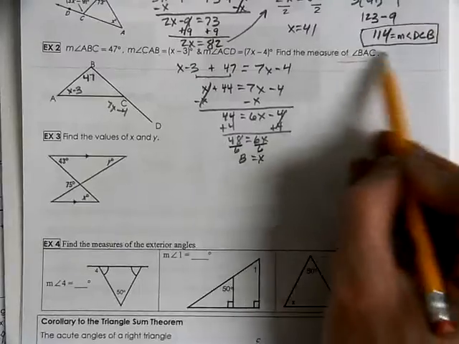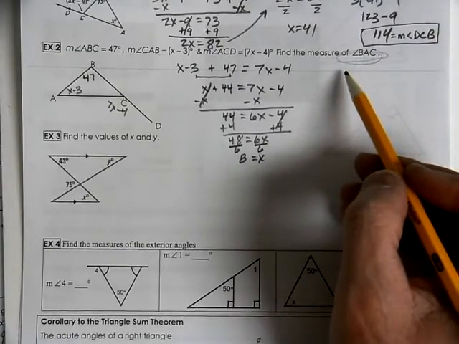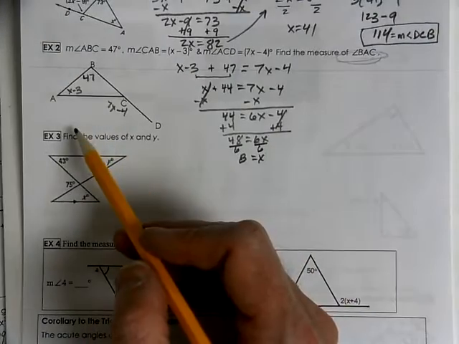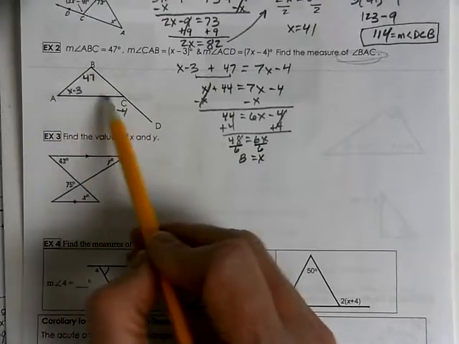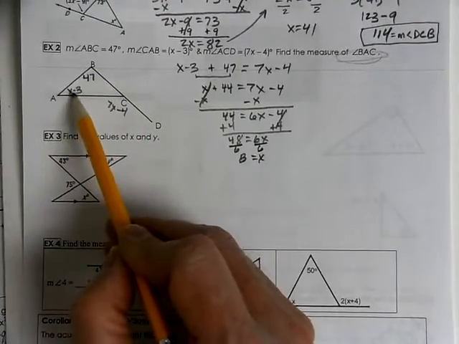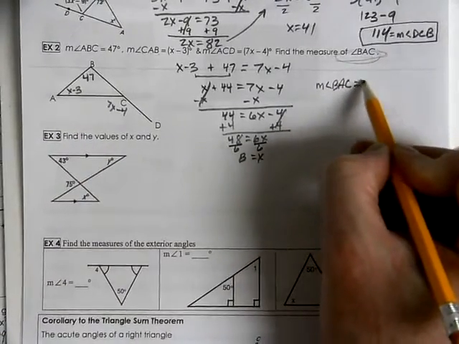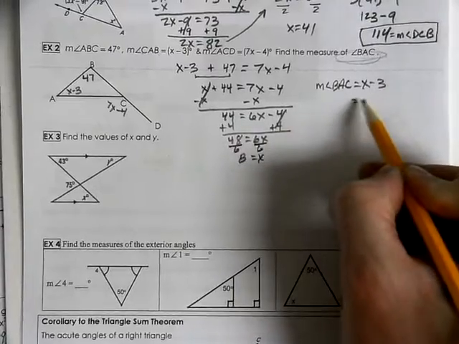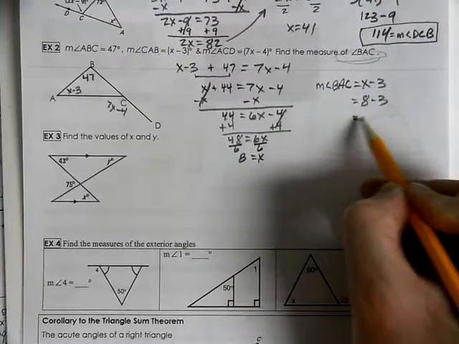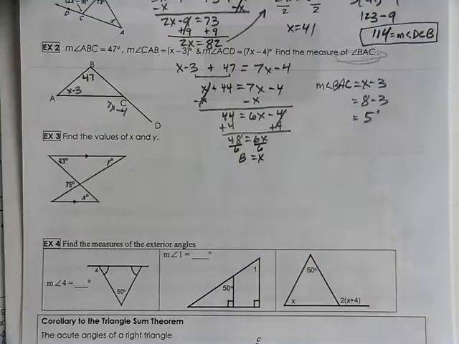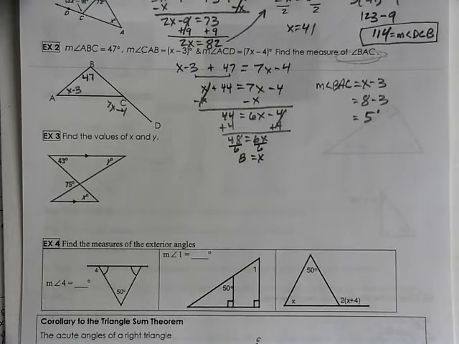We see that we're supposed to be calculating the measurement of BAC. So I come back to figure out what is BAC. BAC is x minus 3. The measurement of angle BAC equals x minus 3. If x is 8, then BAC is 5 degrees. It doesn't really look like 5 degrees, but if you go back and check your work, that's what the calculations show us. So that is going to be 5 degrees.